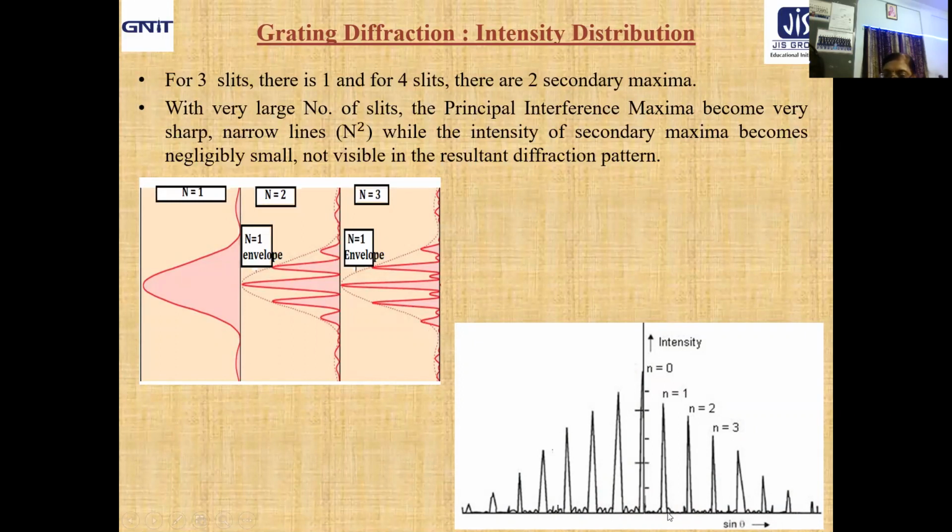That's why. And just take a look at the secondary maxima. Here also you will get the idea. The secondary maxima start after the minima and end before the next minima.